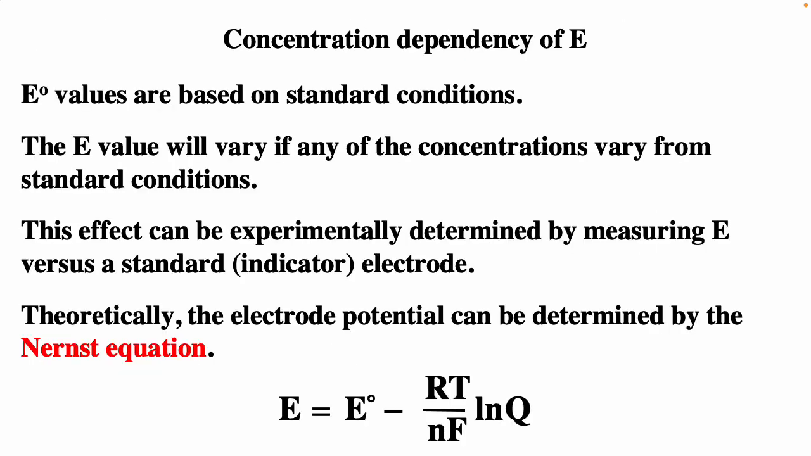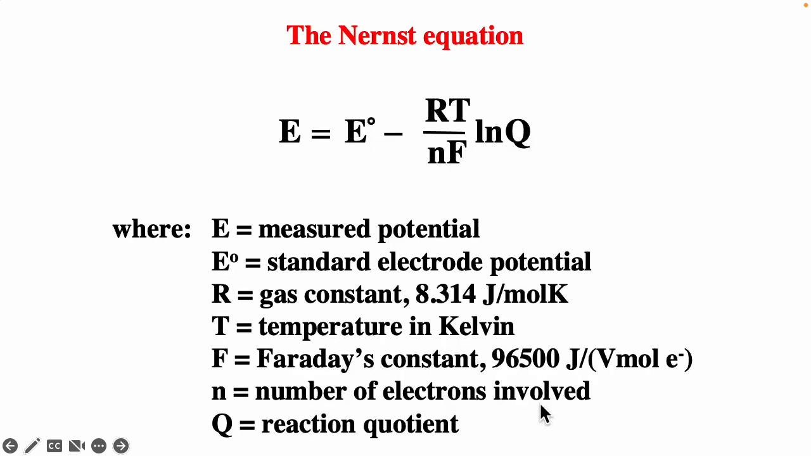Now the non-standard potential does depend on concentration. And so we can determine the non-standard potential using the Nernst equation. The non-standard potential is equal to the standard potential minus RT over NF times the natural log of Q. E is the measured potential, the non-standard potential. It depends on concentration. E naught is the standard potential. It's independent of the concentration. It's specific to a specific reaction at a specific temperature.